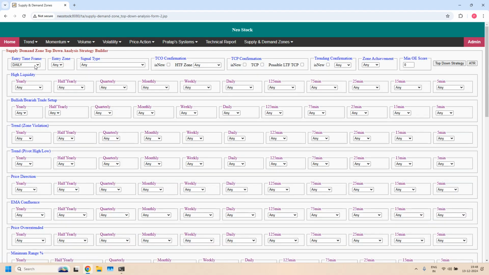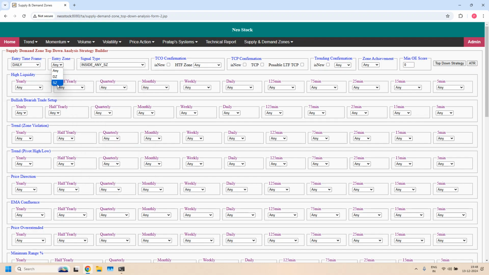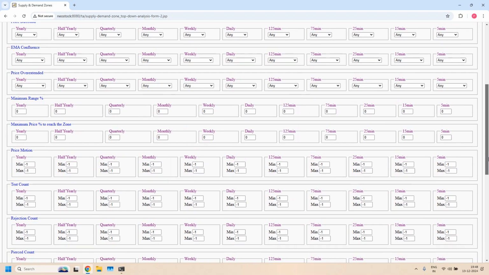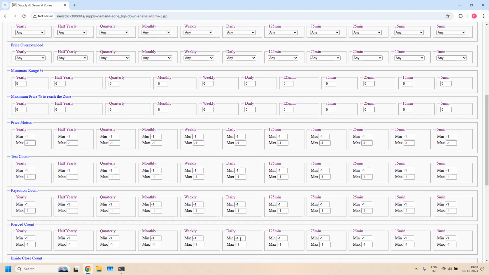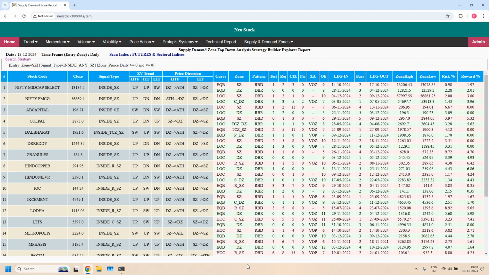Next, daily time frame. Price closed inside the daily supply zone, and these supply zones should not be pierced. In the pierced count, daily time frame, minimum value 0, maximum value 0. With these filters, we got a good number of stocks. First 15 stocks in the list. I am scrolling the list down.